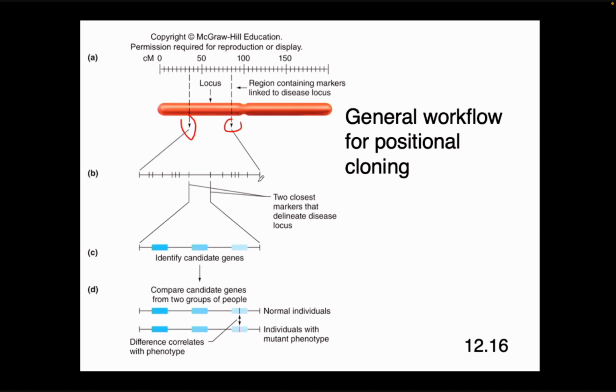So do you get to 100% parentals, no recombinants? Then this is where the big jump comes. Let's say that these two SNP loci here that I'm circling show zero recombination with the disease. Then that means your disease gene has to be in the area where those SNPs are located.